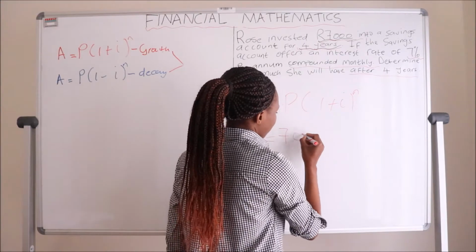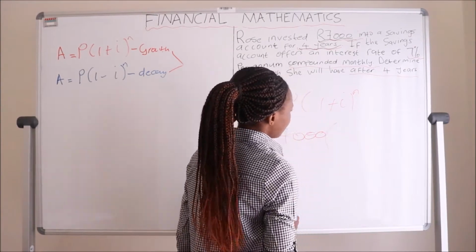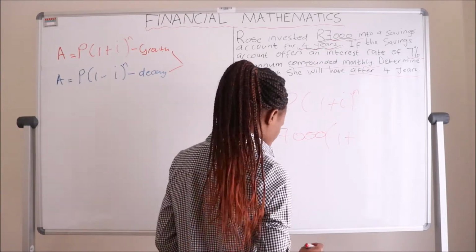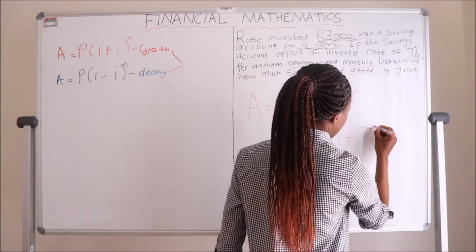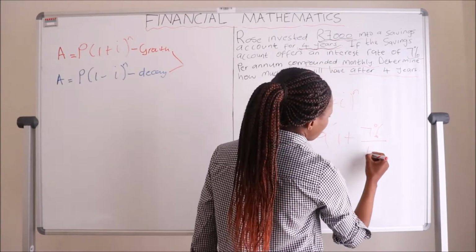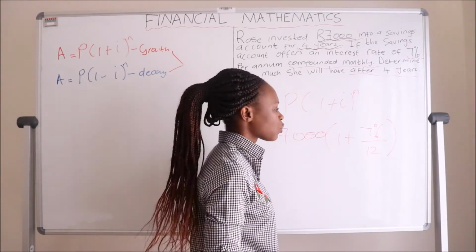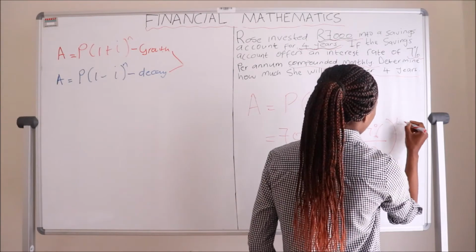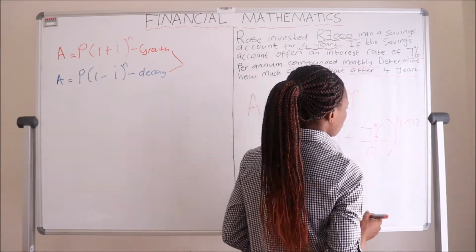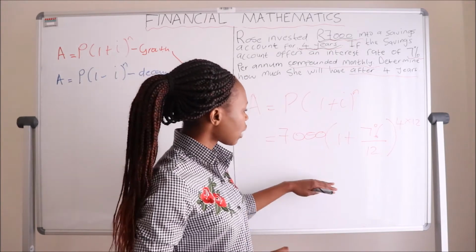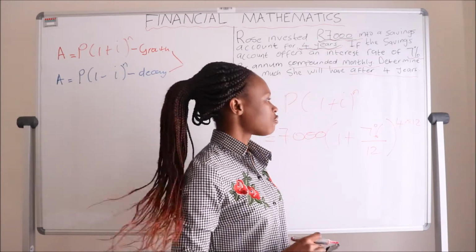Then here we have 7,000, which is our principal value, into 1 plus our I, which is the interest rate, 7%, and then divide by 12, which is the number of times that this interest rate will be compounded annually. And then here we're going to have 4 years, multiplied by 12, because the investment will be calculated each and every month for 4 years.